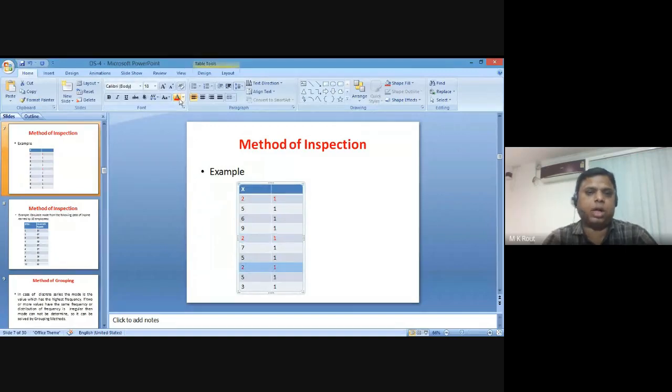So whenever you use the method of inspection to find the mode, the value with the highest number of appearances should be considered as the mode value. Clear?